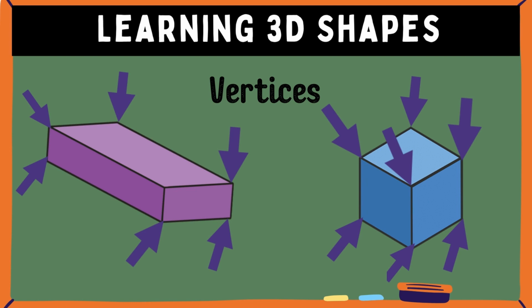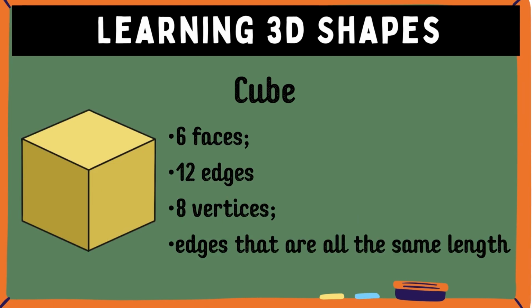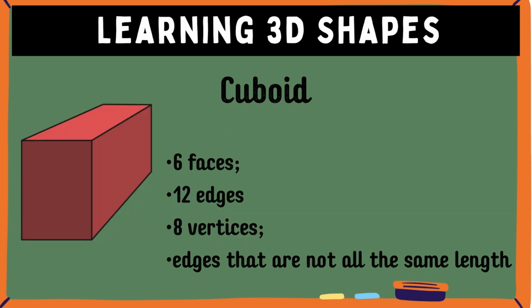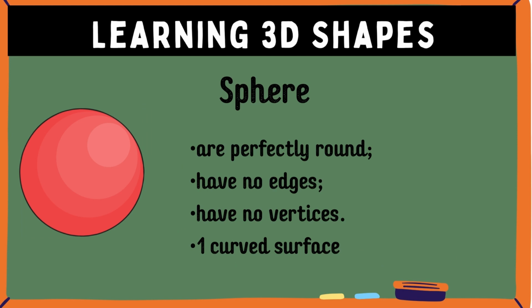Let's remind ourselves of some of the properties of different 3D shapes. Here we have a cube. A cube has 6 faces, 12 edges, 8 vertices, and the edges are all the same length. How about a cuboid? Well, 12 edges, 8 vertices, and the edges are not all the same length. Here we have a sphere, and a sphere is perfectly round. It has no edges. It has no vertices. It just has one curved surface.